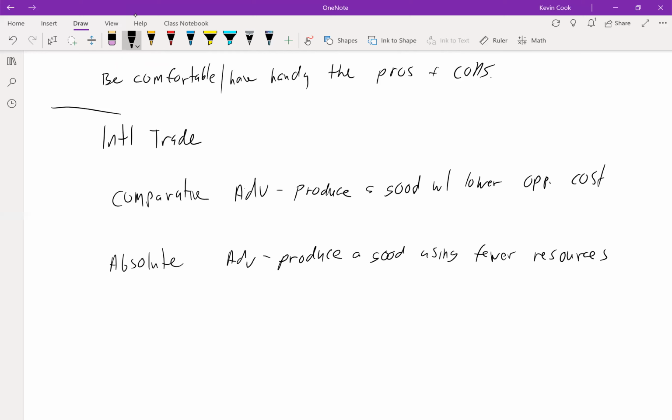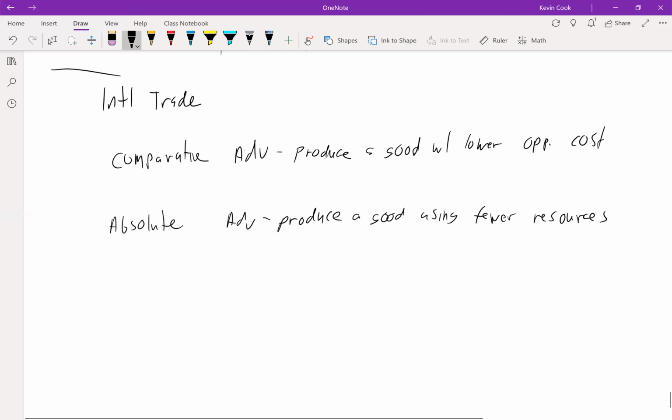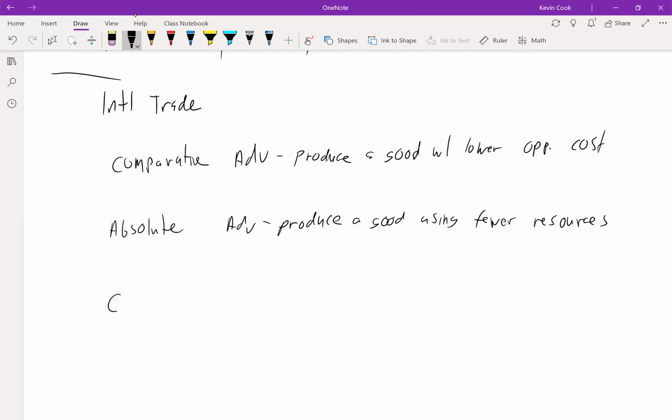Opportunity cost is how much of the other good I have to give up. Those resources are just more of a raw: am I better at making a product than you, or are you better at making a product than me? So what we'll want to do is be able to compare. We'll want to be able to calculate that opportunity cost and determine comparative advantage.